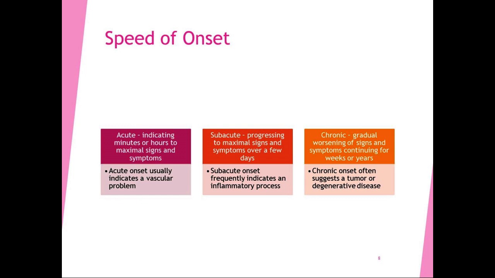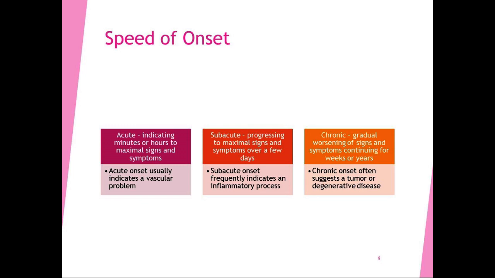Subacute progresses to maximal signs and symptoms over a few days. Subacute onset frequently indicates an inflammatory process. So some of the types of brain injuries that we'll talk about, subdural hematomas and that sort of thing, they progress to maximal signs and symptoms over a few days.